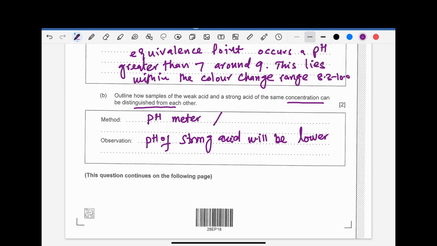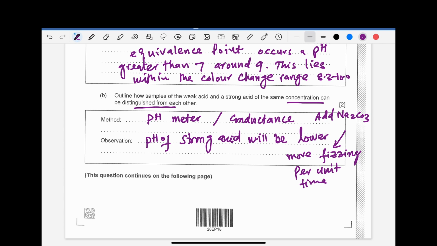The other thing we can do is measure the conductance using a conductivity meter. The conductivity will be a lot higher for the strong acid. Another thing we can do is add sodium carbonate, and the reaction will be more vigorous, with more fizzing per unit time, with the strong acid. Any one of them will give you the mark.